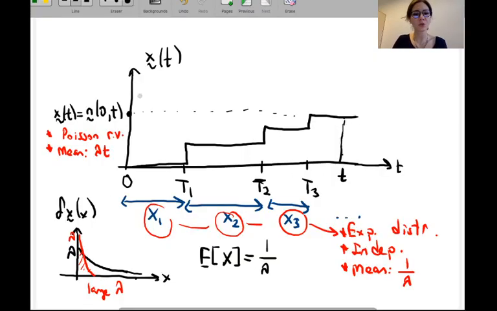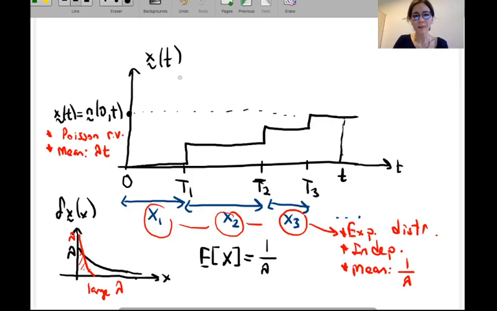Let's now go back to our random process X of t. Can we talk about the first order density of the random process? Of course, we can, but what is it? And what is the mean function of this random process? And can we find the autocorrelation or the autocovariance function of the random process, and so on?